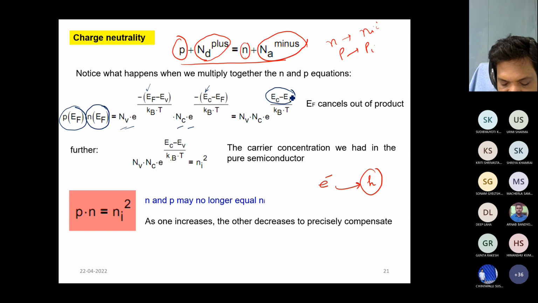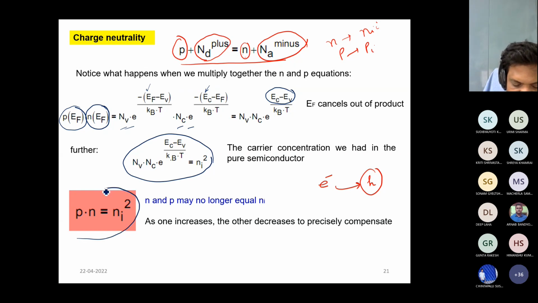So the band gap remains the same at a particular temperature. What does it indicate? It indicates that the product of the electron and hole concentrations in an extrinsic semiconductor remains the same. Again, EC minus EV is EG, and this is the same as ni squared, as we have already seen. So this indicates that np is equal to ni squared. This formula is known as the mass action law. It is known as the mass action law.